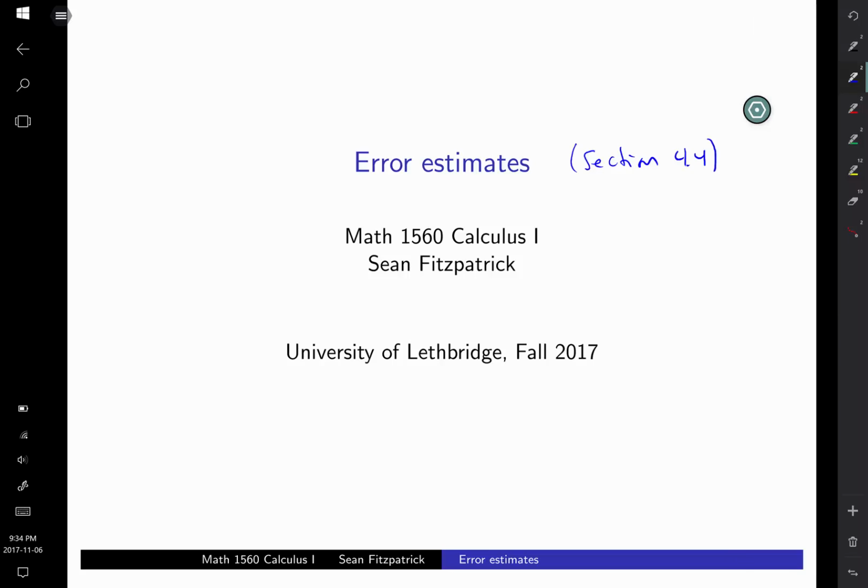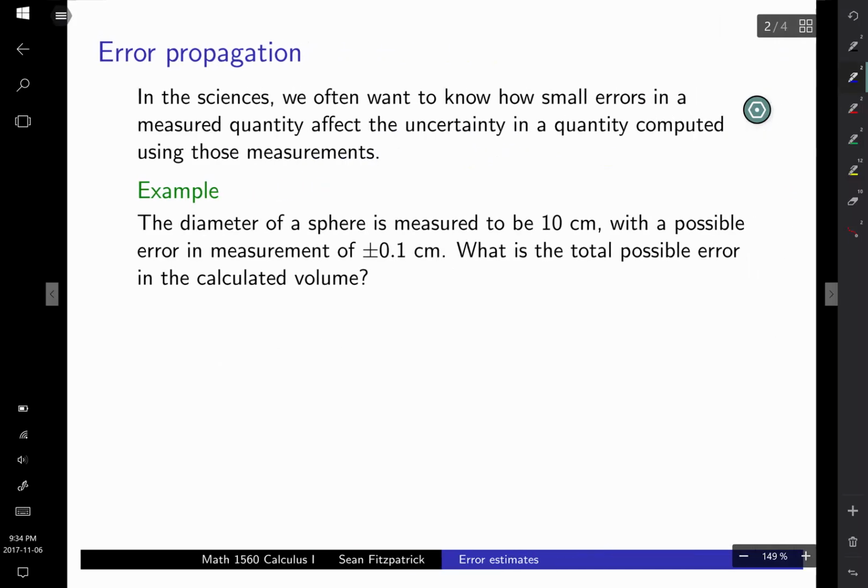In this video we're going to look at error approximations. We're going to see how differentials allow us to calculate errors that are introduced because of errors in measurements that we've made. This is not quite the same thing as the errors introduced by making the linear approximation in the first place. What we're looking at here are situations where you want to calculate a particular quantity.